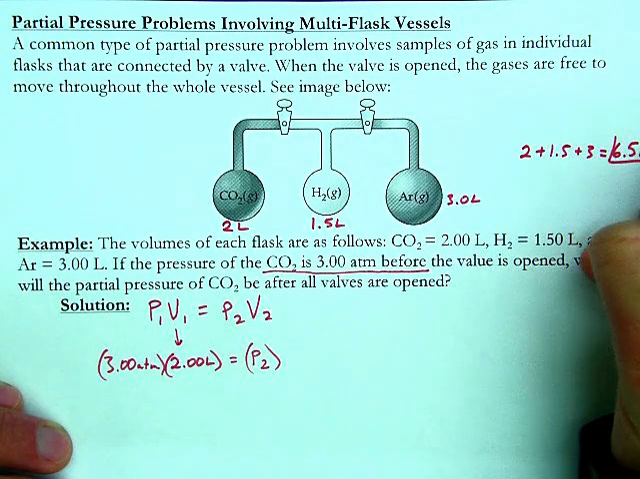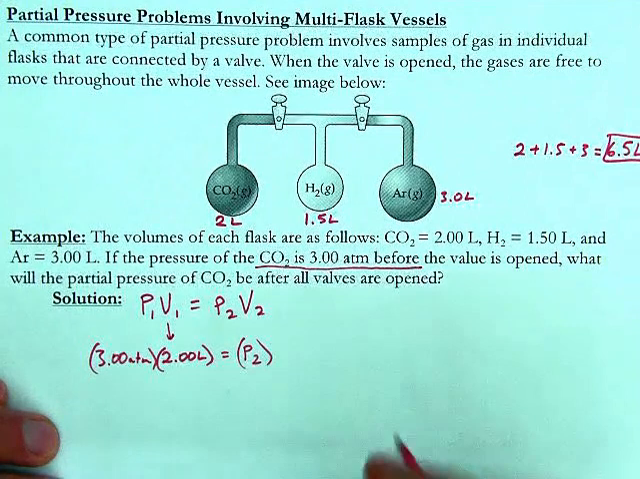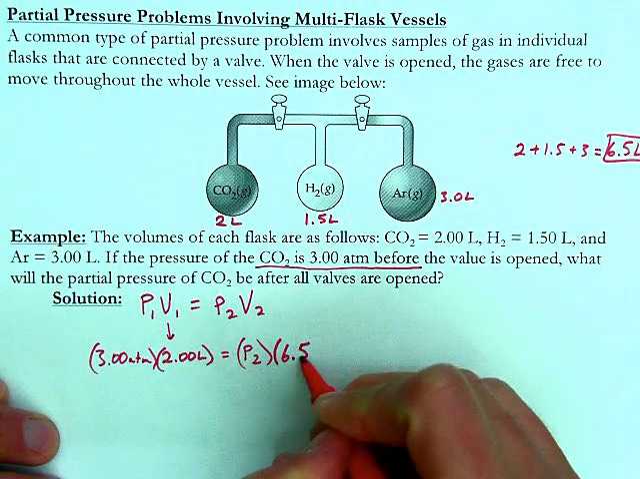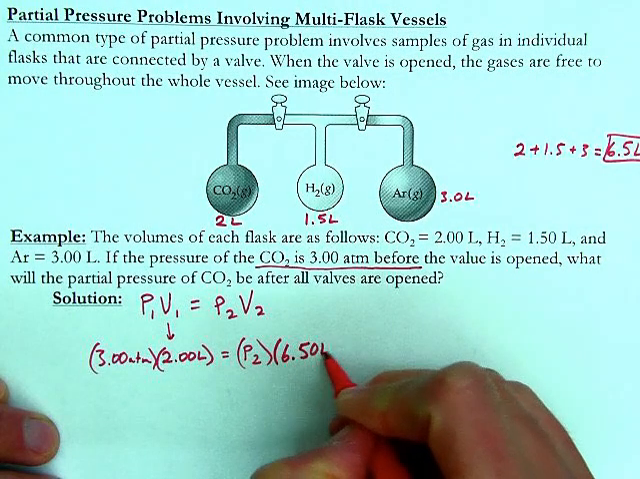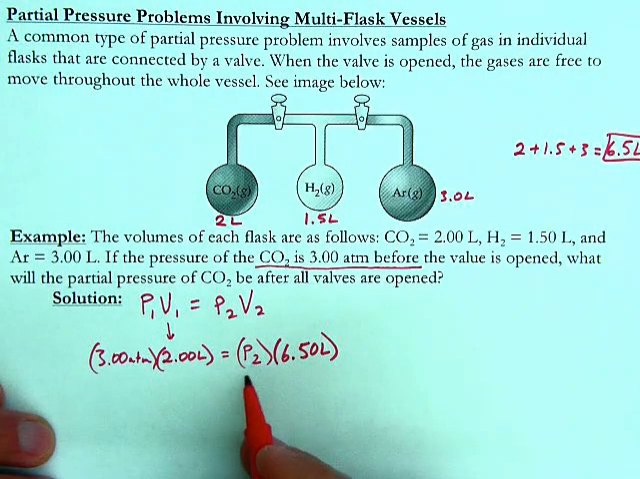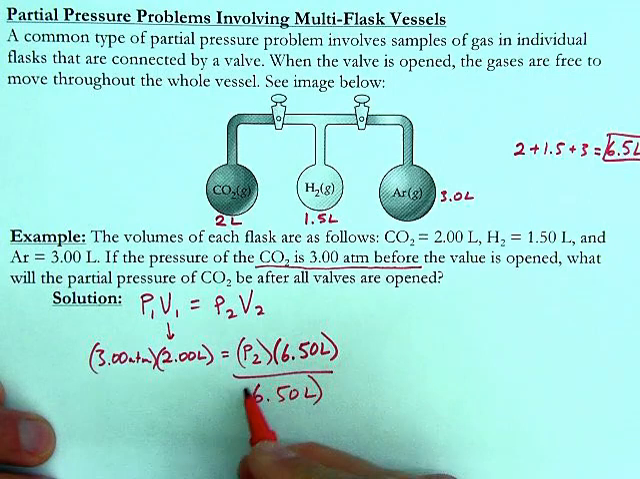liters, right? 6.5 liters when the whole thing is opened up. So V2, once all the valves are open, is 6.5 liters. So we can solve for the pressure of the gas, right? We're solving for P2. We divide by 6.5 liters.